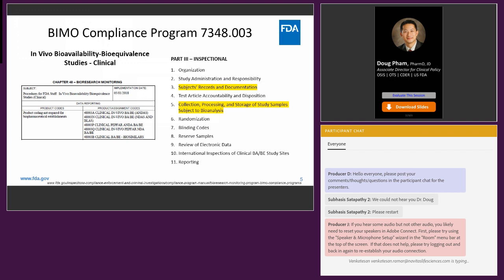Compliance Program 7348.003 includes 11 components. And I believe that yesterday we had a few OSIS colleagues providing an overview of each component with specific focus on randomization and reserve samples. As mentioned earlier, we're going to go a different path and focus on the importance of documentation, especially as it relates to different parts of the subject source record, as well as records related to the collection, processing, and storage of study samples.